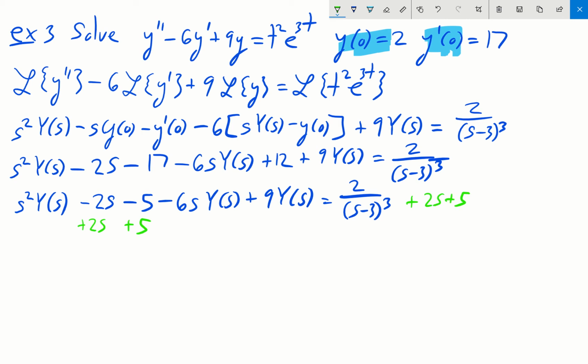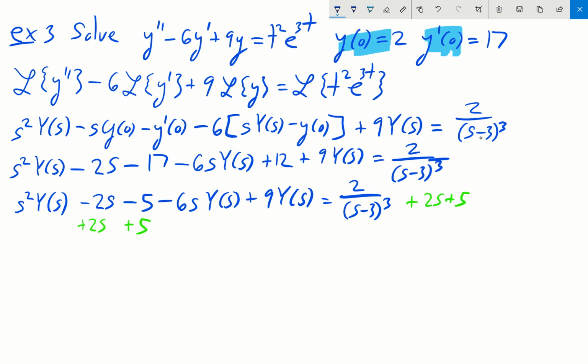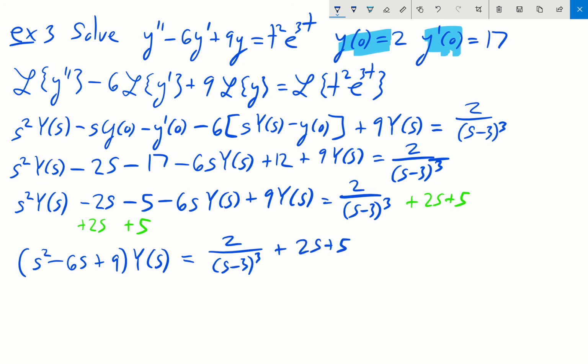And now the other thing that we're going to do is go ahead and factor out the common y of s term from the left-hand side. We'd have an s squared minus 6s plus 9. That is times y of s. And this is going to be equal to 2 divided by s minus 3 cubed plus 2s plus 5.